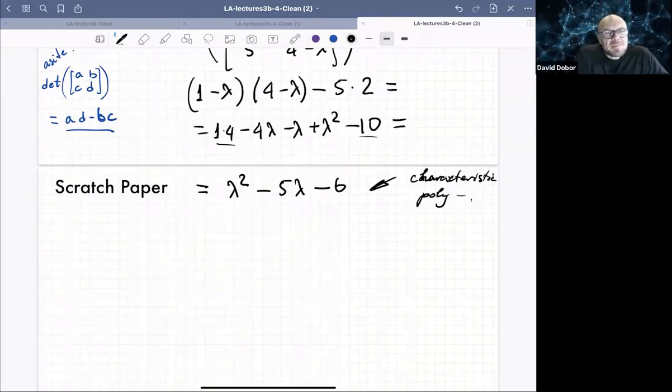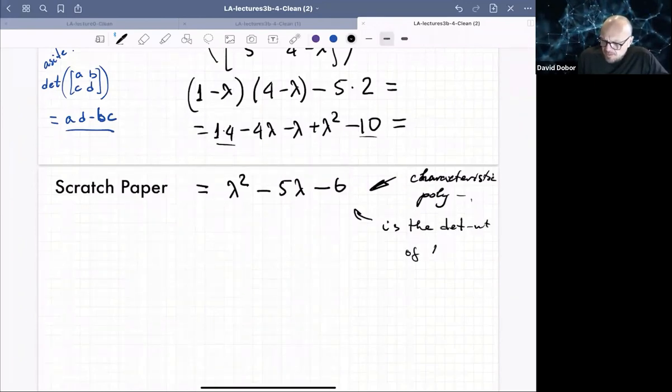Now, which lambdas make the determinant zero? We just computed the determinant of A minus lambda I, the characteristic polynomial. That's how we define it. So let's set it to zero and find which lambdas make it zero.